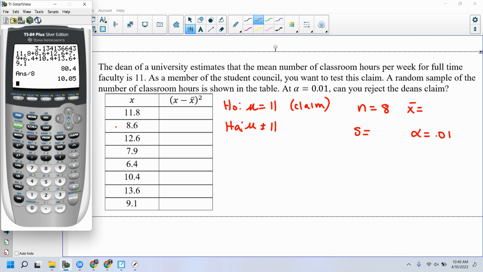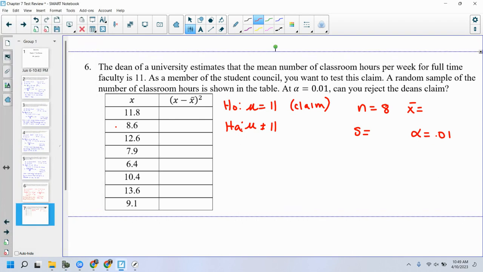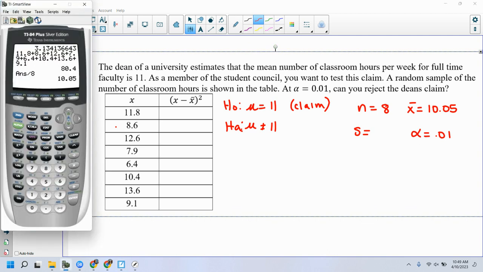Did you get your mean to be 10.05? Yep. Did you use 11? I used 11. That's pretty far off. Yeah. So, 10.05.